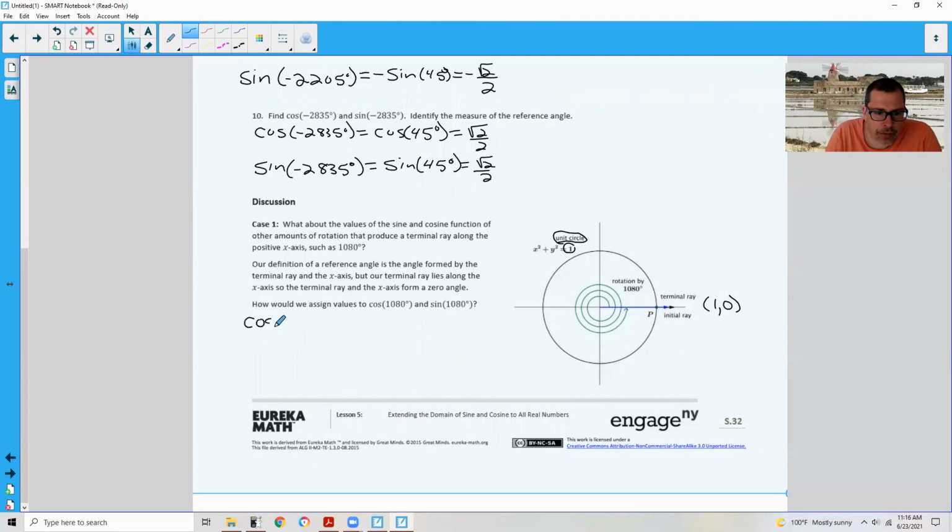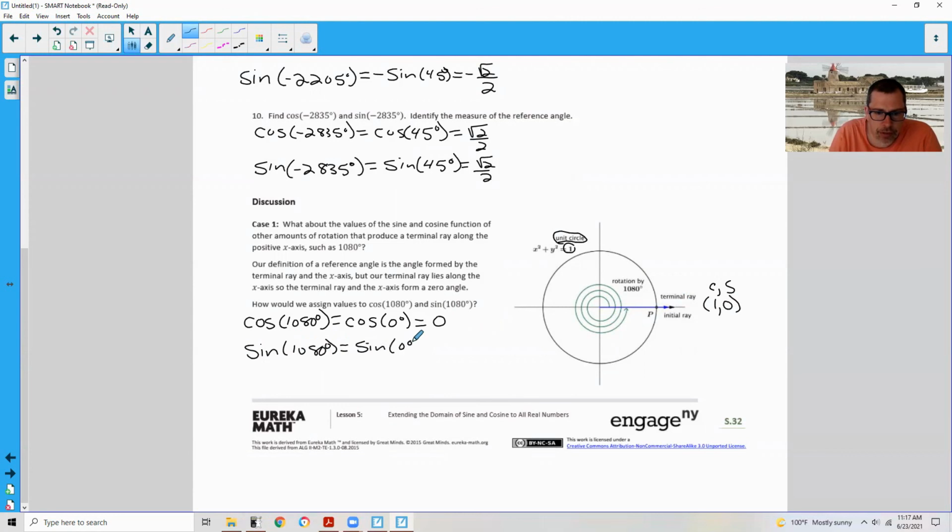So the cosine of 1080 degrees equals the cosine of 0 degrees. Okay, that's how many degrees it is if we're right on the x-axis. If it was over here, that'd be 180 degrees. Okay. So, and then the cosine of 0 degrees, this is cosine and this is sine. So the cosine of 0 degrees is 1. And then I'd say the sine of 1080 degrees equals the sine of my reference angle, 0 degrees. And the sine of 0 is 0.